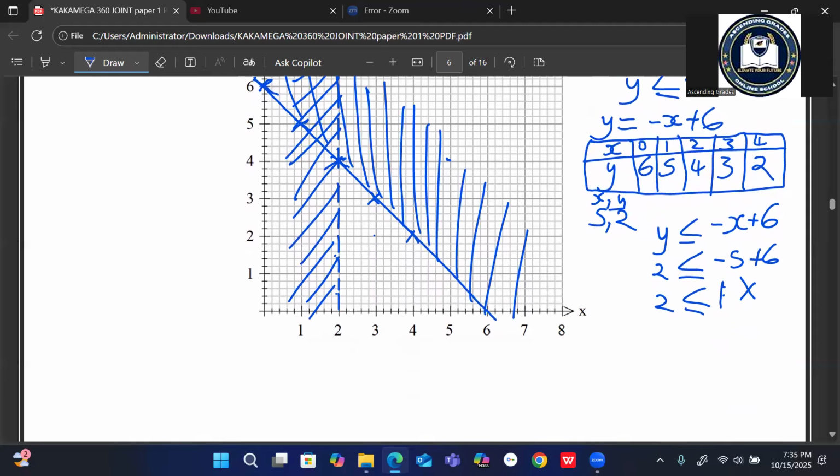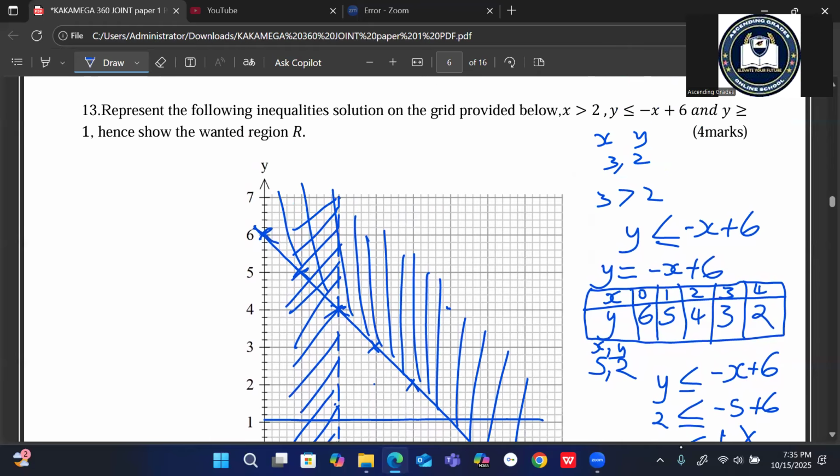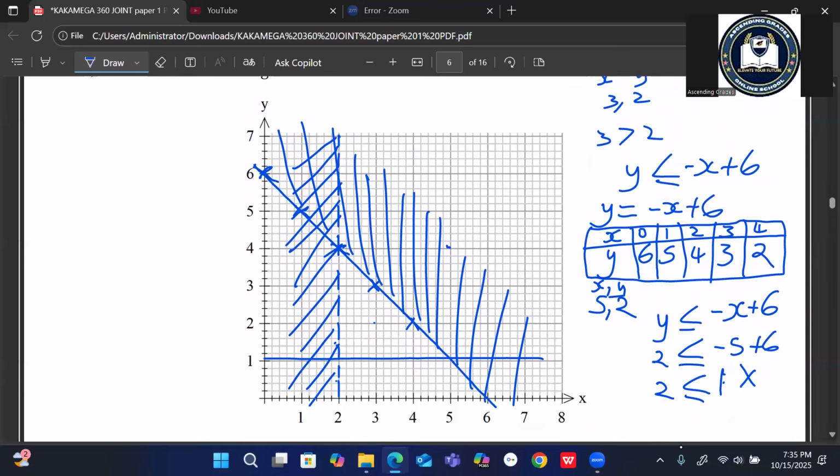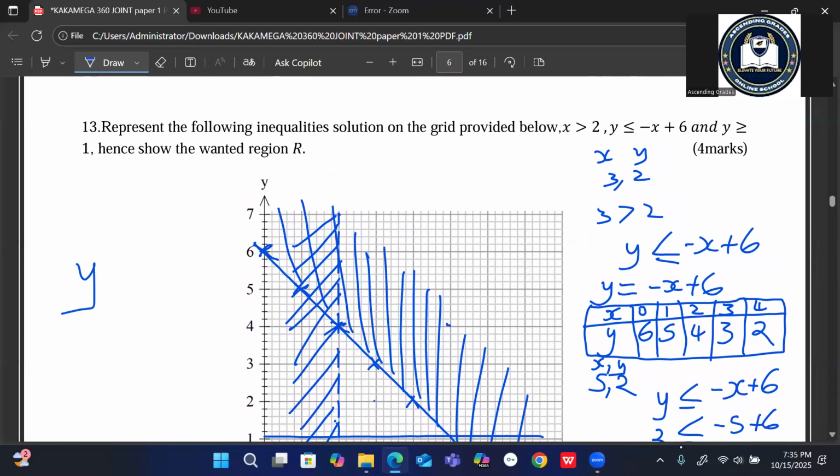So it is it. y is greater than or equal to 1.